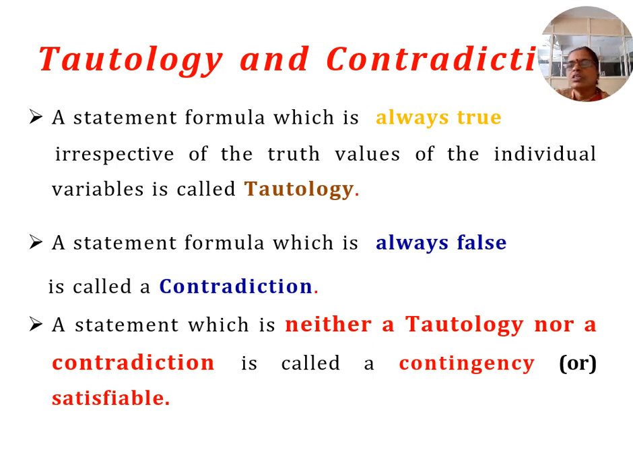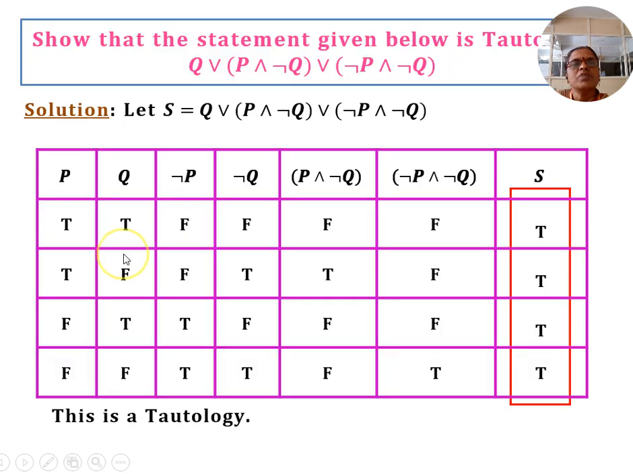Tautology and contradiction. A statement formula which is always true irrespective of the truth values of the individual variables is called a tautology. A statement formula which is always false is called a contradiction. A statement which is neither a tautology nor a contradiction is called a contingency or satisfiable. Some of the examples are shown here.